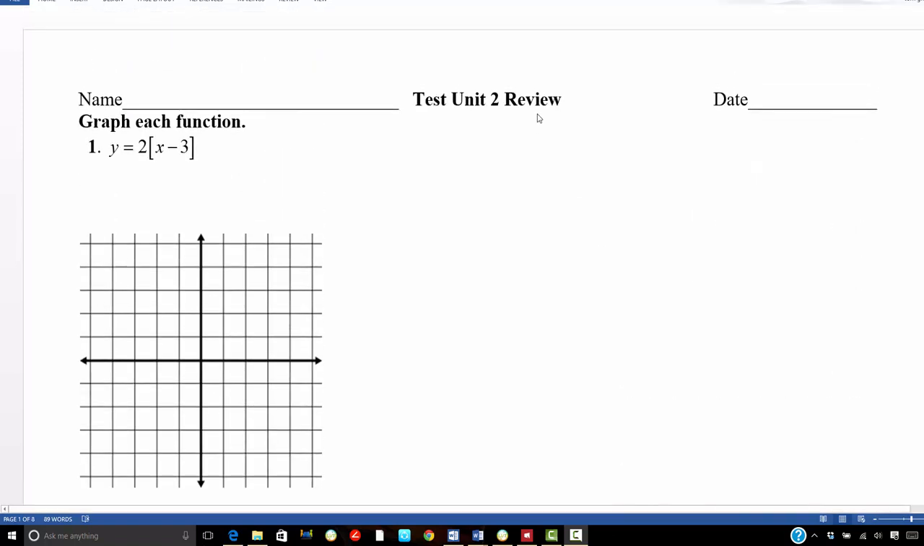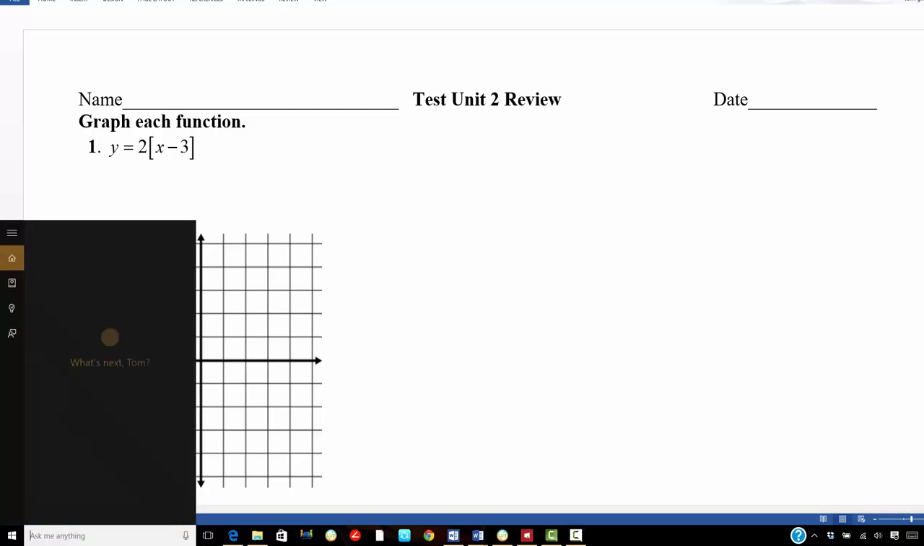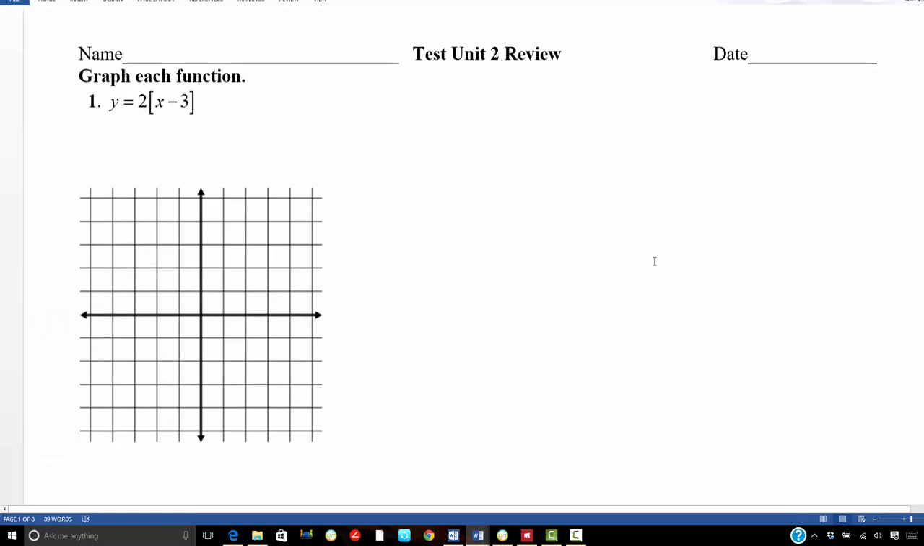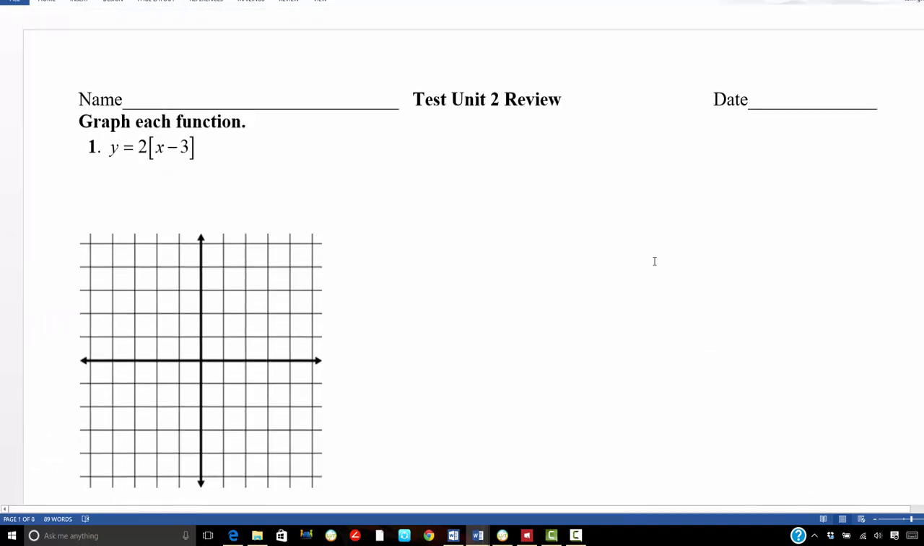All right, guys, we're going to go over test unit 2 review. Our test is coming up on Friday. You'll notice the layout is a little bit different here. That way I have some space to write in, so you may want a separate sheet of paper for some of your work. But as always, guys, feel free to pause if I'm going too fast. If you just want to try the problem on your own and then check the answer, you can do that as well.